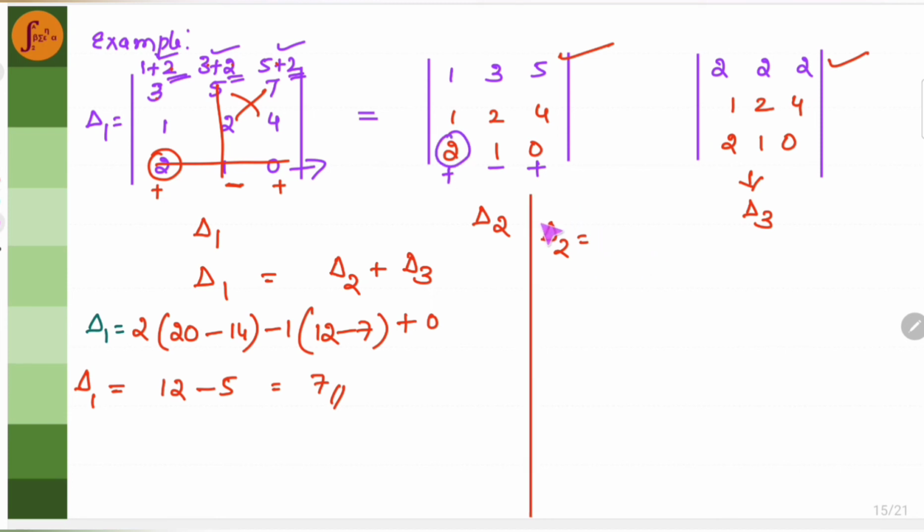Now let's calculate determinant 2. The first element is 2. So plus 2 into 3 4s are 12.